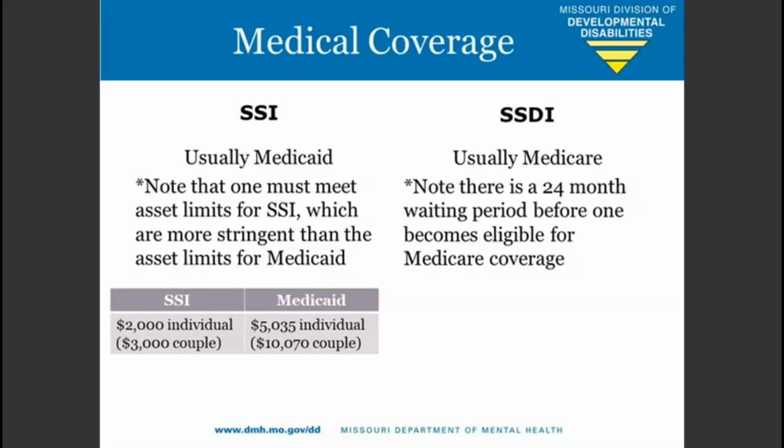And as Jennifer mentioned, just again pointing out, like SSDI, Medicare has no asset limit either. So SSI and Medicaid have asset limits because they're needs-based. SSDI and Medicare have no asset limits.